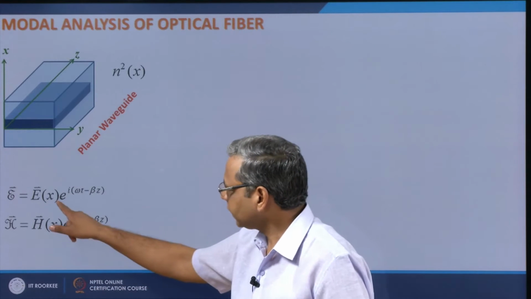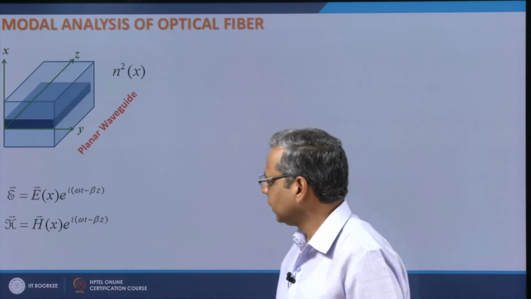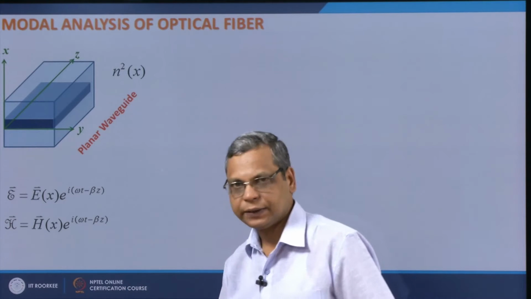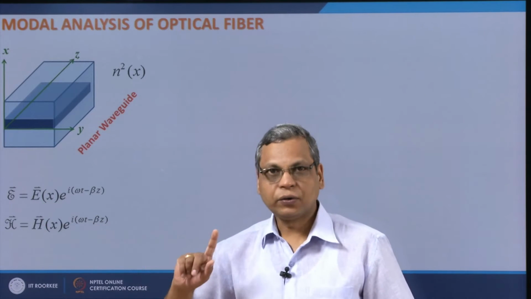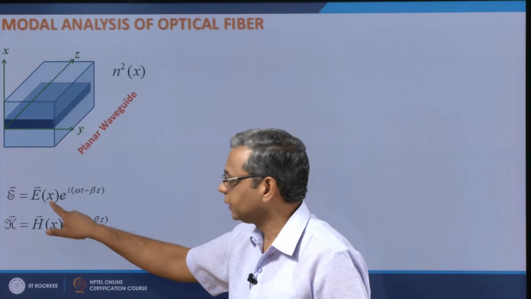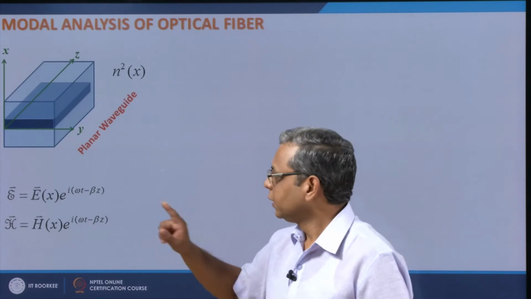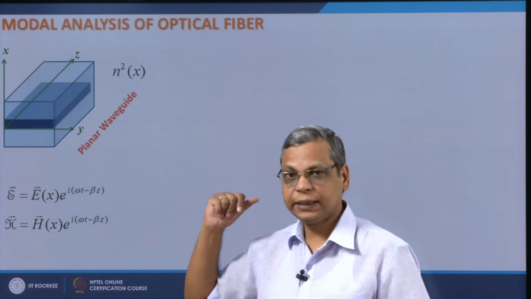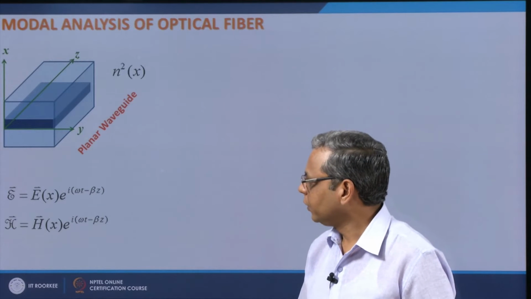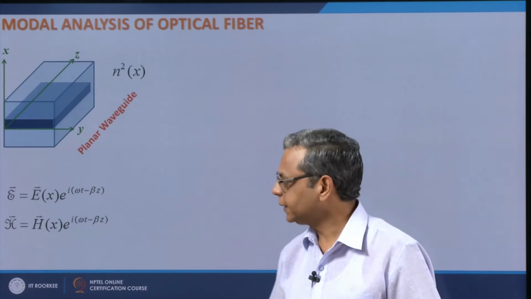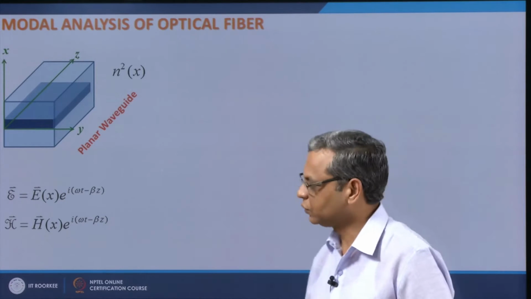E is equal to E of x e to the power i(omega t minus beta z), and H is equal to H of x e to the power i(omega t minus beta z). You remember that these E and H are not constants. If they are constants, then they are plane waves, but here E is a function of x and H is a function of x. So, they are not plane waves propagating in z direction, but we had seen that these are the superposition of two plane waves, one going in plus x z direction and another going in minus x z direction, and that gives us a standing wave pattern in x direction which flows in z direction. So, they are the modes.